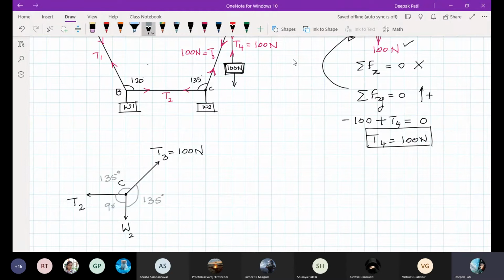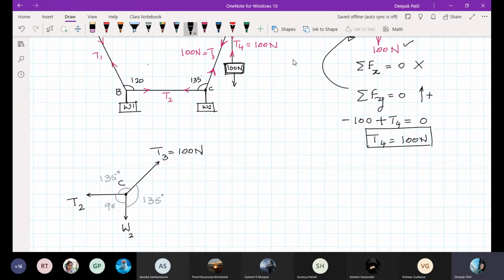Are you clear, students? Any doubts in this? Now you see, there are three coplanar concurrent forces acting away from the particle, and all of them are in equilibrium. Can we apply Lamé's theorem here? Yes, sir. Okay, so then go for Lamé's theorem.